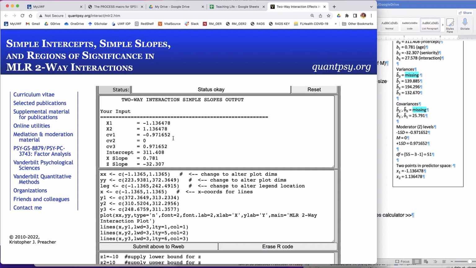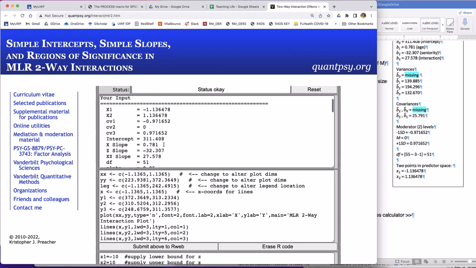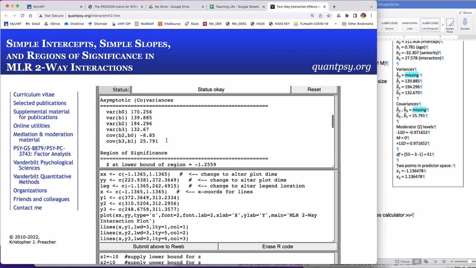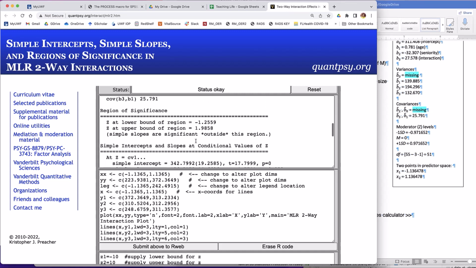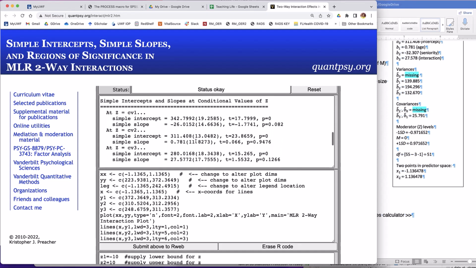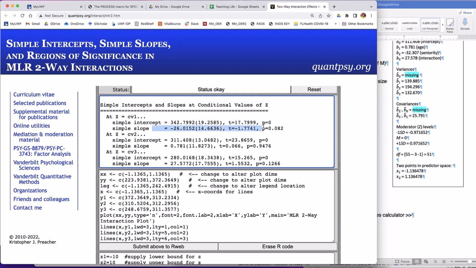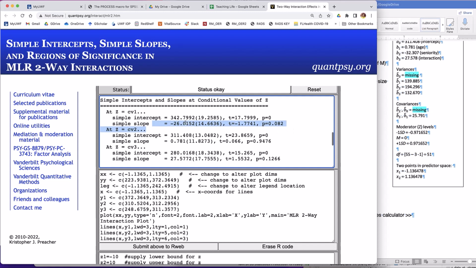First it tells us what we already know, what we plugged in, what the intercept was. All of this is information we already had and that we gave it. So here are the values: the simple intercepts and slopes at conditional values of z. Z is the moderator, which for us was seniority. There's the intercept and there's the simple slope, and there's the t-test and the significance. So that's what we were getting.